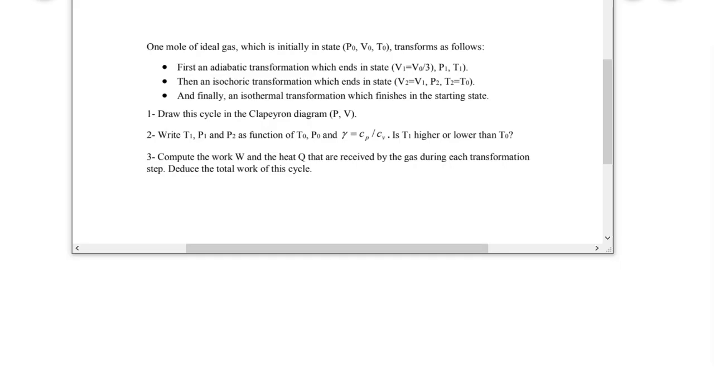Hello everyone, we are going to consider this exercise where we have 3 steps in a thermodynamic cycle. The first step is an adiabatic step, then we have an isochoric, and then an isothermal. So in the first question we want to draw the Clapeyron diagram, but before doing that we are going to specify for every single step the information that we have from the wording and the easy information that we can deduce from that. So let's do that.